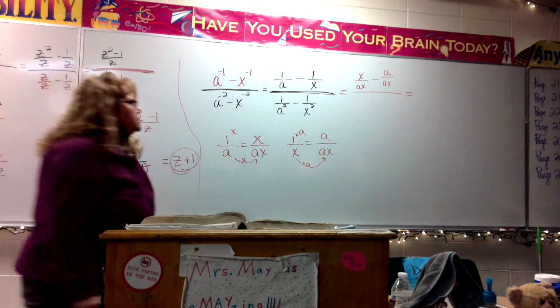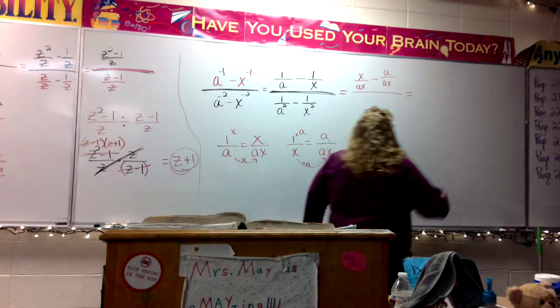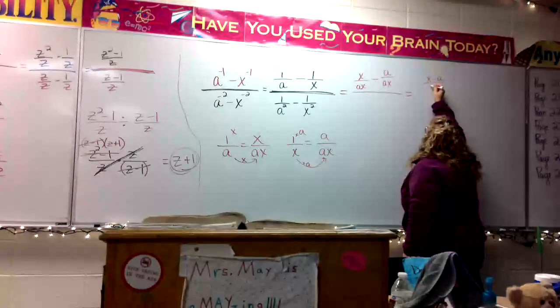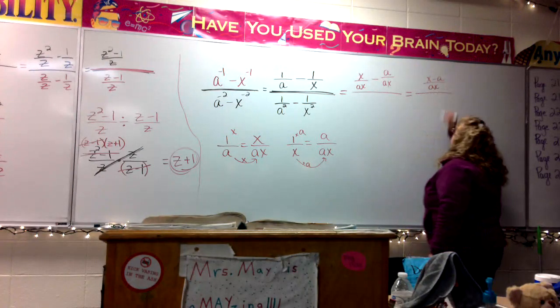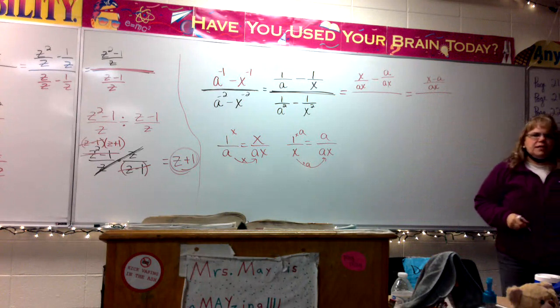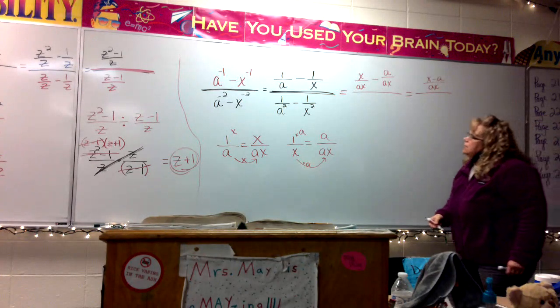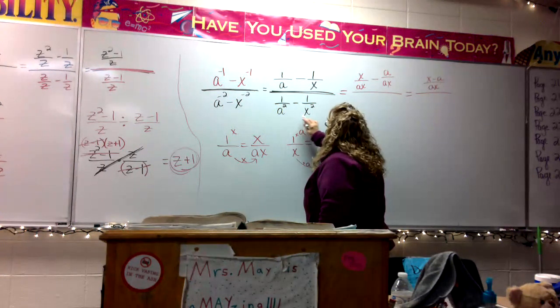Oh, we can still see. So in my top, I believe that's going to be x minus a over ax. Is that what you think? Common denominator problem. Same thing in the denominator. What's your common denominator for these going to be?